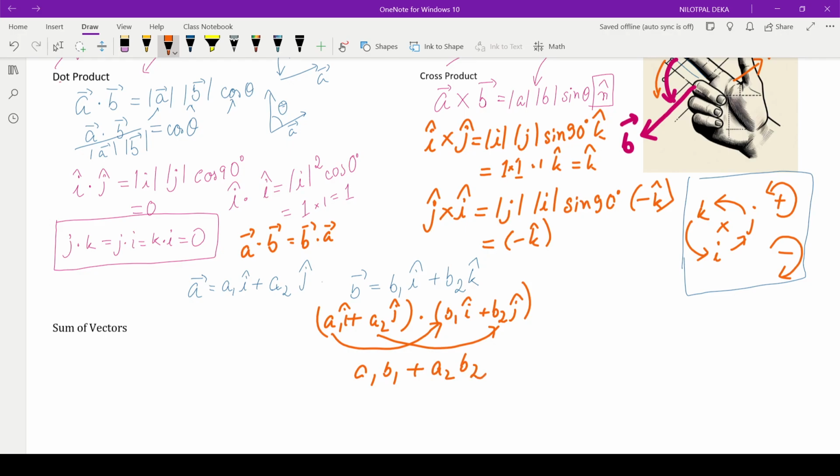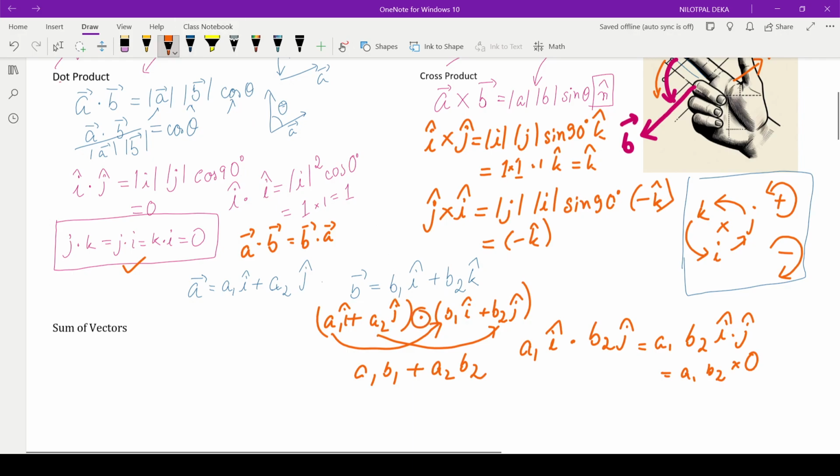Quite simple, right? Because if I take any cross term, suppose I take A1 i cap dot B2 j cap, what will I get? I will simply get A1 B2 times i dot j. This would give me what? A1 B2 into 0, because i dot j is 0. We've just found this out. So anyway, the cross terms will nullify themselves. So I will just simply multiply i with i and j with j. This is for the dot product. Okay, remember this is for the dot product.